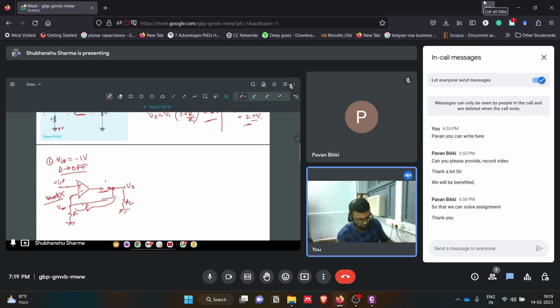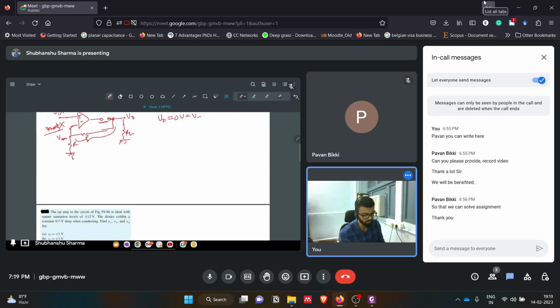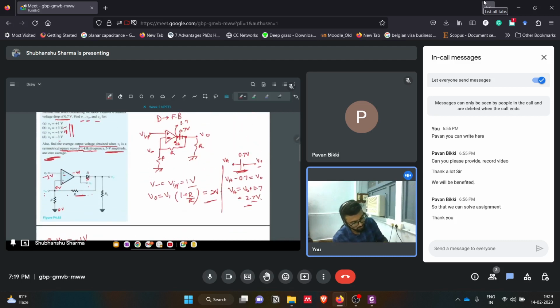Okay, so what will happen? V output will be equal to 0 volt, equal to V minus. So this will be 0, so no current is flowing from it. So we cannot do virtual short here. That is what the negative, or minus 1 volt, condition was. Similarly, you can go for minus 3 volts also.